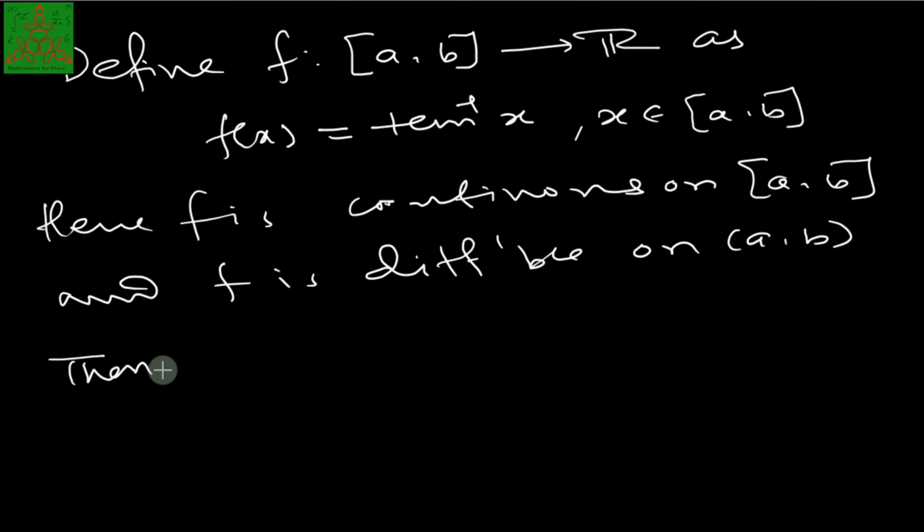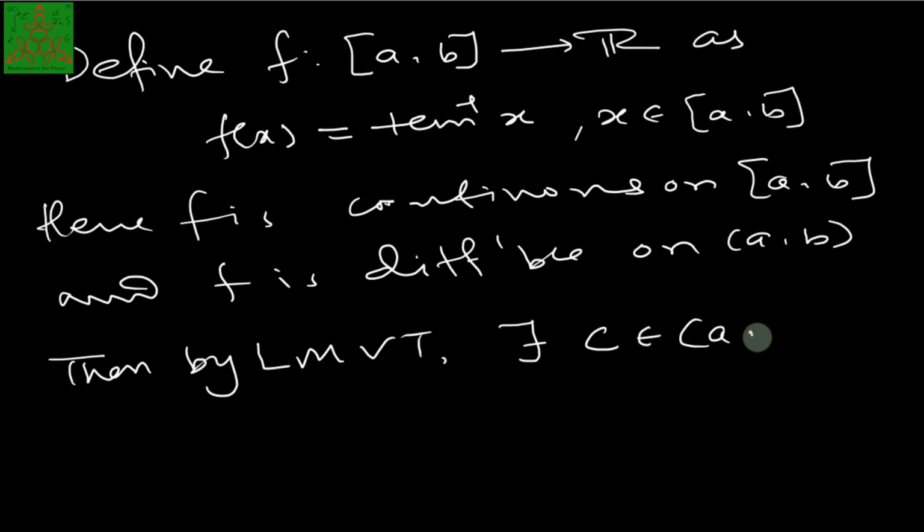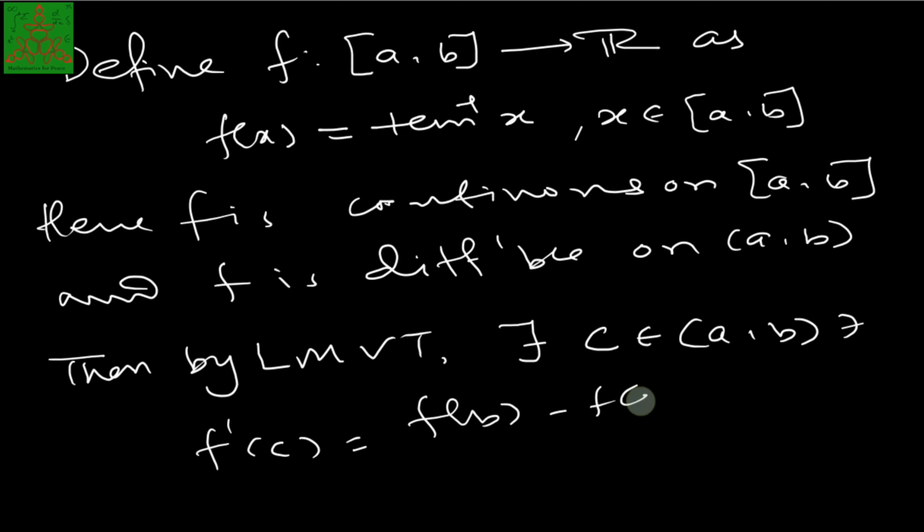Then by LMVT there exists at least one c in between a and b, such that f dash of c is equal to f of b minus f of a upon b minus a.